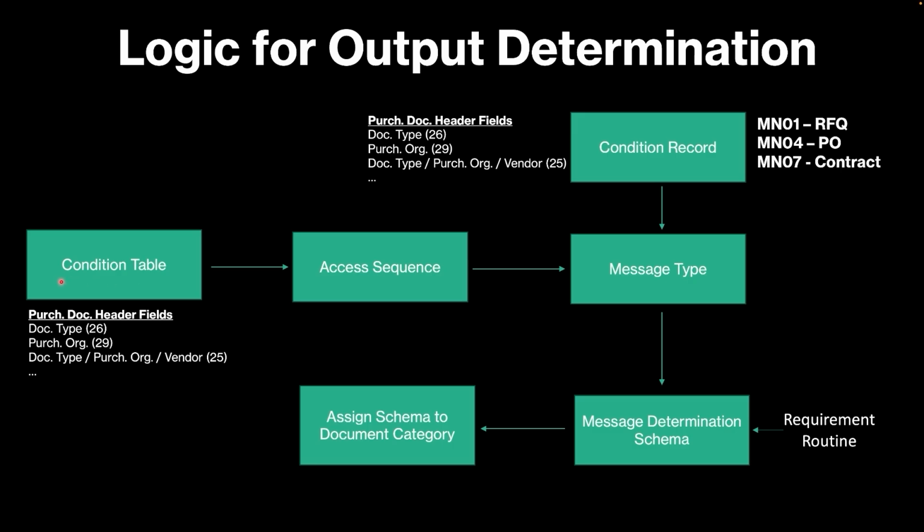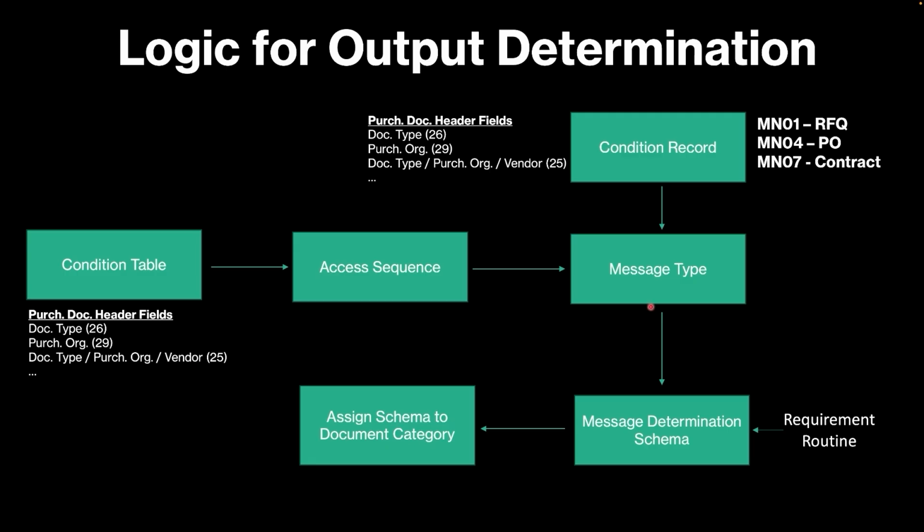So you can see here you have condition tables, combining which we created an access sequence, and this access sequence you will maintain in the configuration of the message type. So whenever you maintain the condition record for this message type, the system will call this access sequence and see what all tables are there, and the same tables will come up on the screen against which you will maintain the condition record.